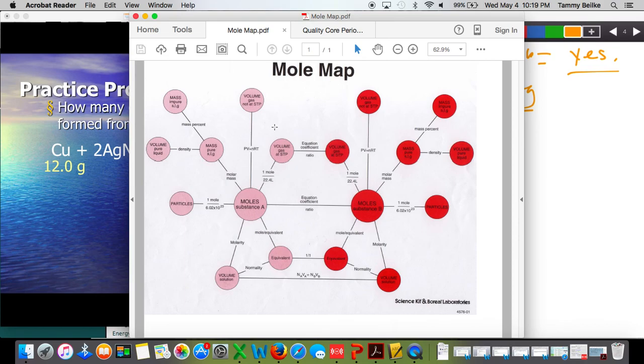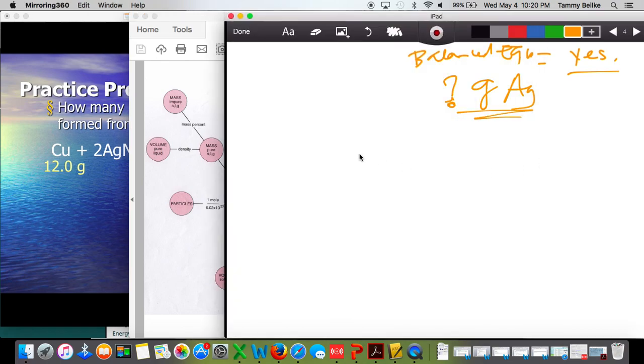Anytime we're going from grams to grams, we're starting over here in mass, solid, liquid, gas, going zoop, zoop, zoop, and we're ending over here at mass, solid, liquid, gas. So I see that I need molar mass of A, mole ratio, and molar mass of B. So I'm going to put that over here. So I'm going from grams to grams. I'm going to put grams A to grams B.